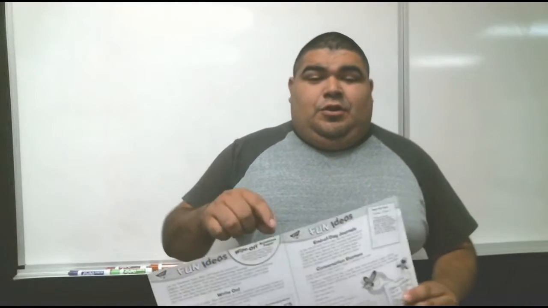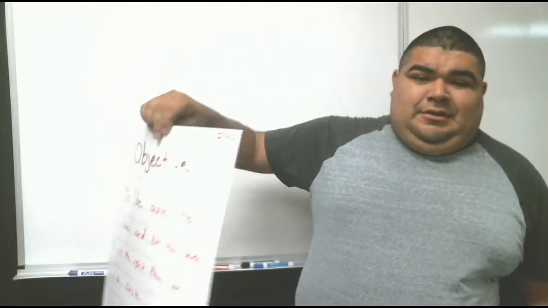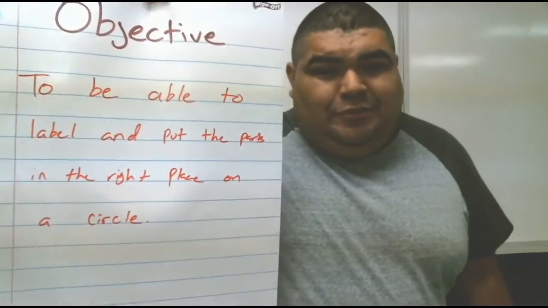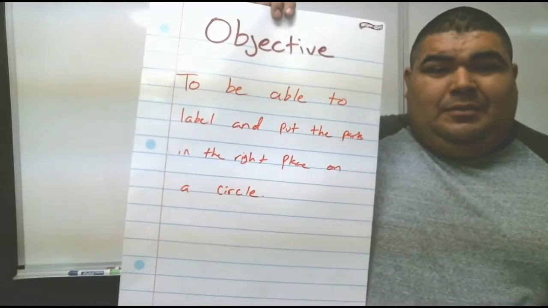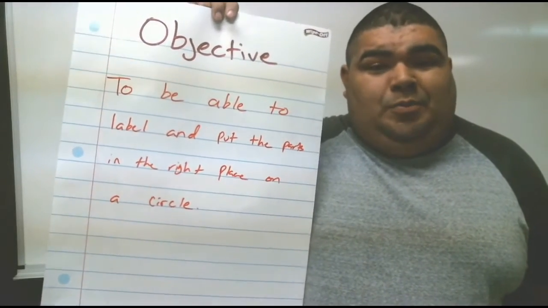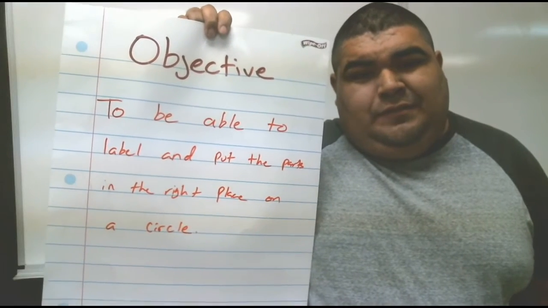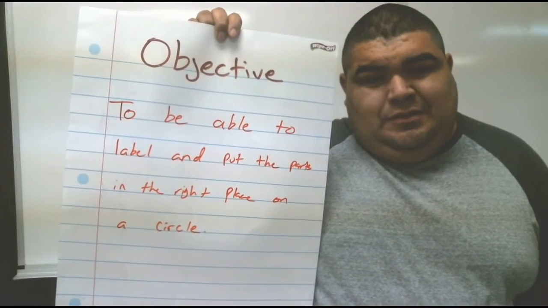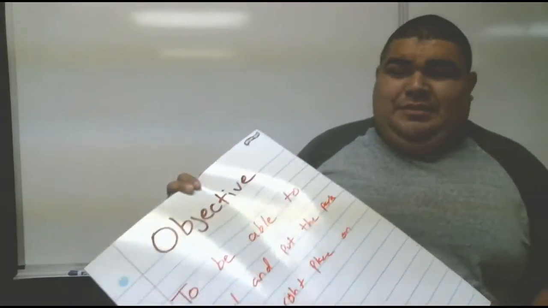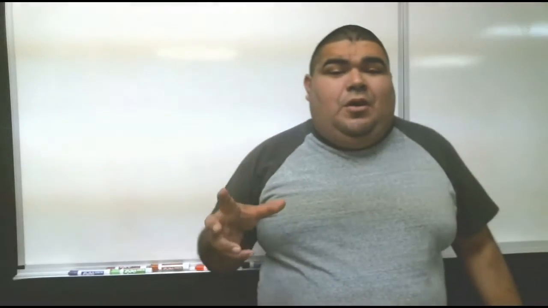Our objective for today is to be able to label and put the right parts of the circle in the right place. That means that today we're going to learn where each part of the circle goes and what it's called. Very simple concept. All right, let's get started.